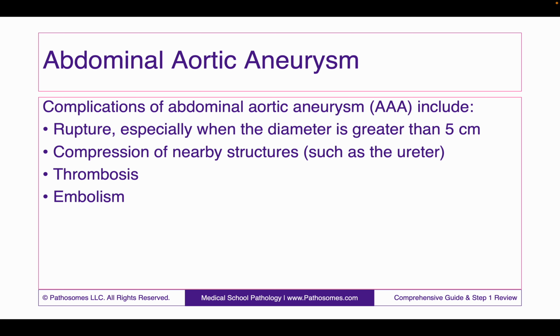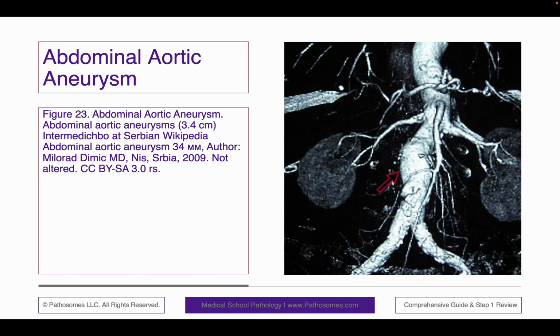Complications of a AAA include rupture, especially when the diameter is greater than 5 centimeters. The AAA can also compress nearby structures such as the ureter and cause thrombosis and thromboembolism. Here's an image of an abdominal aortic aneurysm. You can see where that red arrow is pointing.